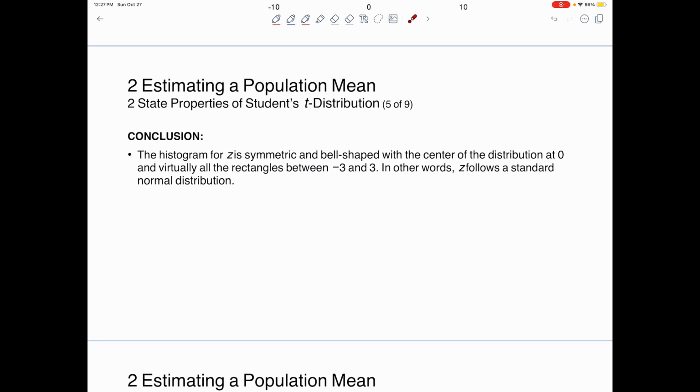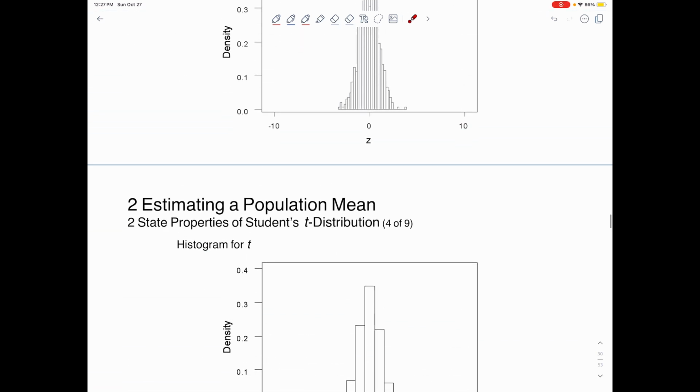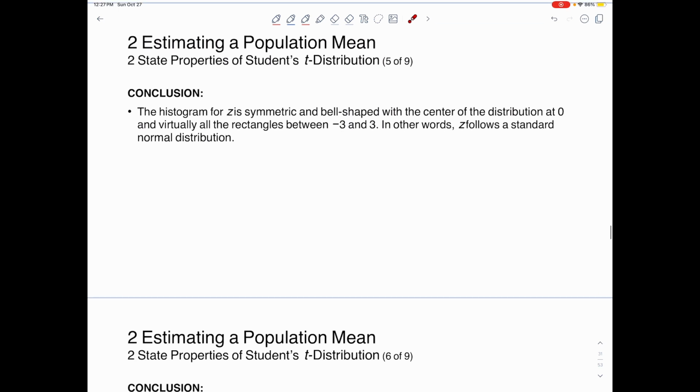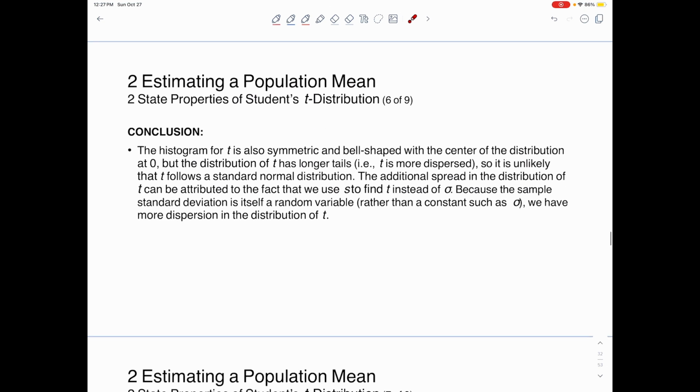And virtually all of the rectangles are between -3 and 3, meaning the tails are very short. They're not as heavy. Notice here, the tails are not very long and heavy. Meaning the z-distribution follows a standard normal distribution. That is what we expected.